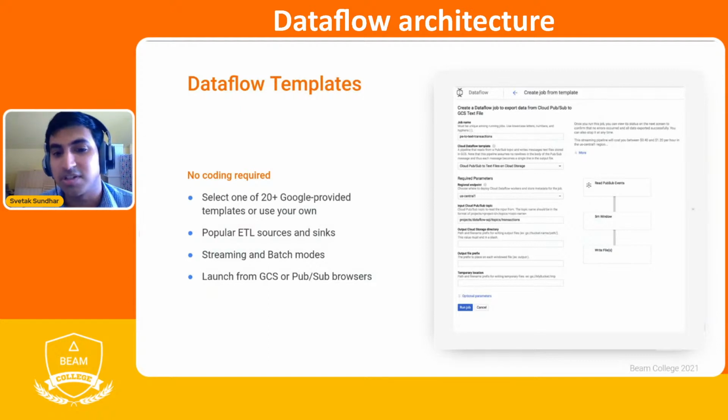Another thing we have is Dataflow templates. This is really useful, first of all, because it doesn't require coding, which makes it accessible to many more people. Another key thing is that you don't have to recompile your code every time you want to run your job. You can select one of 20-plus Google-provided templates, or you can create your own. You have popular ETL sources and sinks. You can run this on both streaming and batch jobs. And the key here is that you don't have to recompile every time you want to run your job. This is useful because you don't need your dev environment or all the dependencies set up to compile that code. This can run standalone.